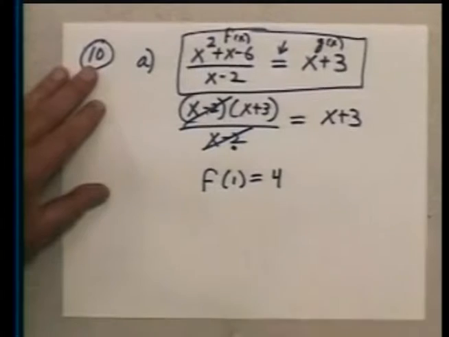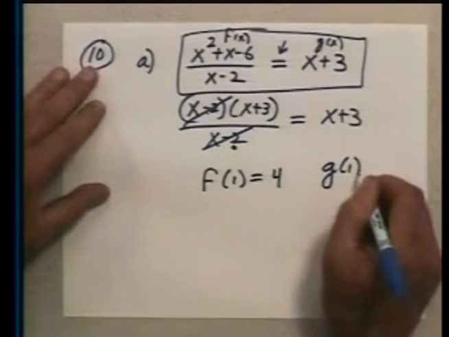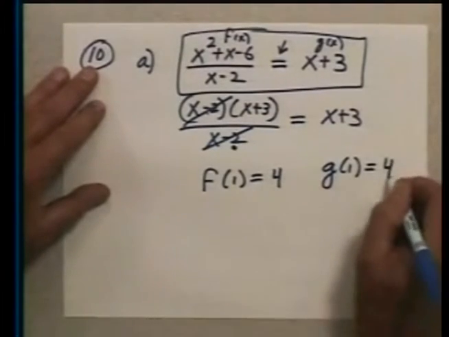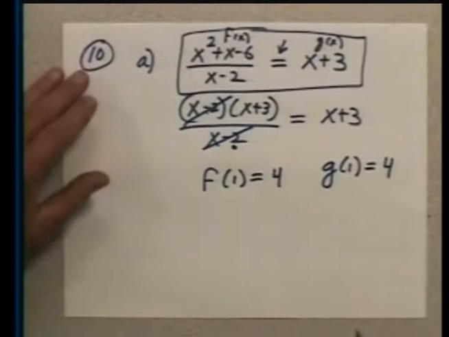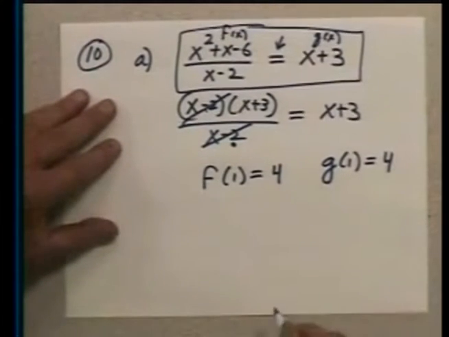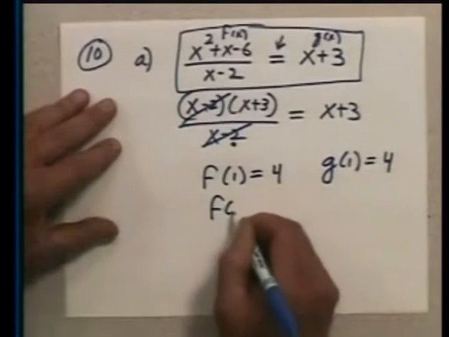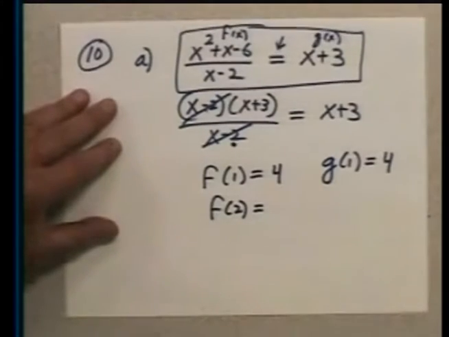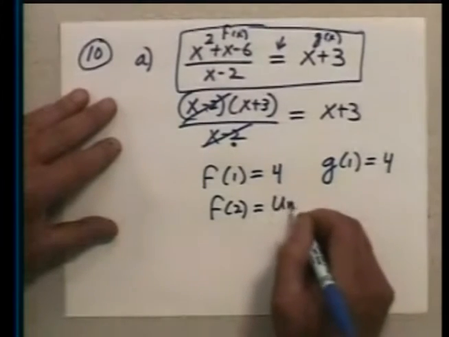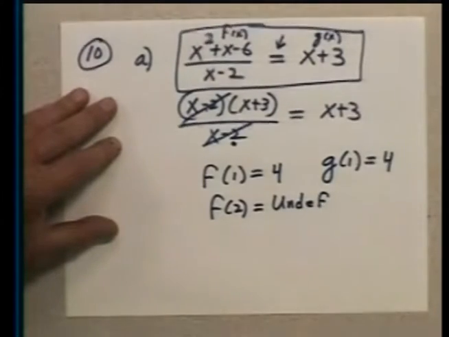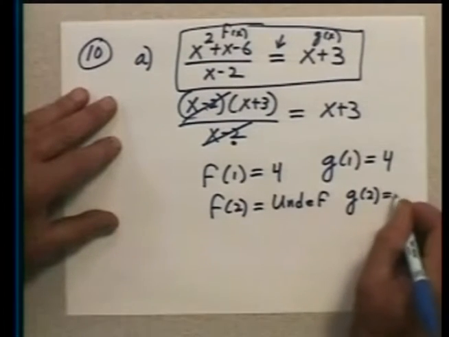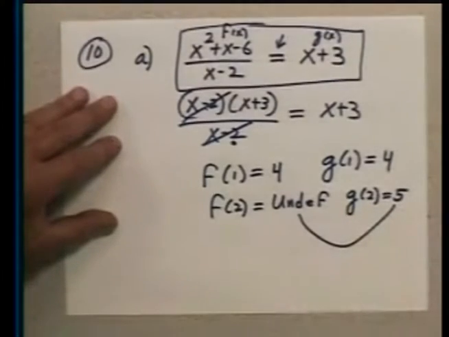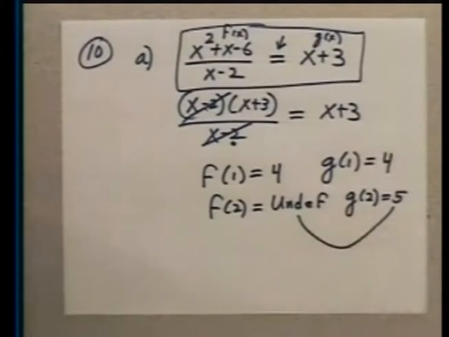Four. Yep. And what is g of 1? Also 4. So they have potential to be the same function. But it has to be true for every value. So I say, what's f of 2? Undefined, because it's division by 0. What's g of 2? 5. Are these the same number? Nope.